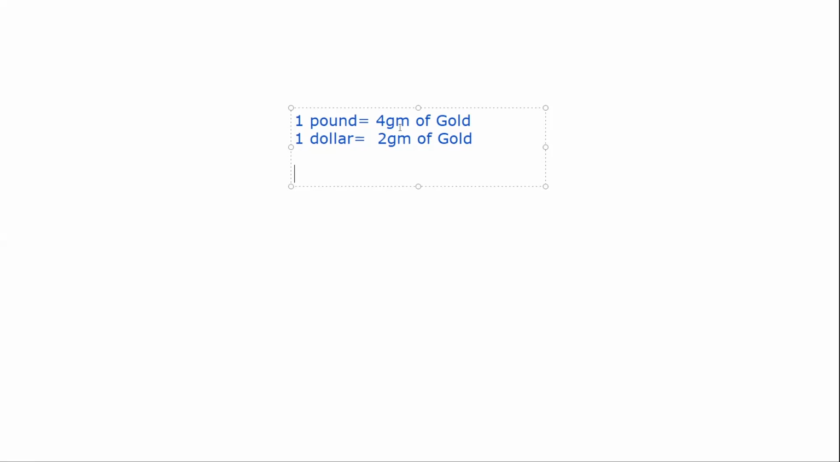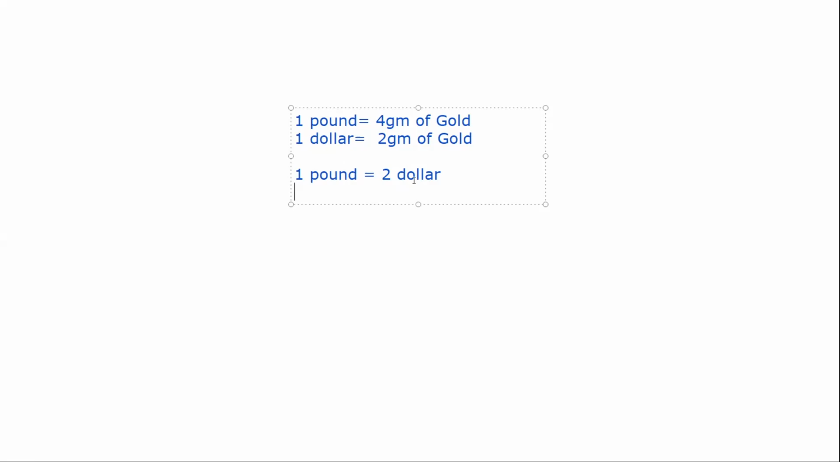Okay, 2 grams, whereas 1 pound is equal to 4 grams of gold. So 4 can be written as 2 plus 2. So that means 1 pound will be equal to your $2. Fine. This is the exchange rate between dollar and pound. So 1 pound is equal to $2. And this was the value of pound in terms of dollar.